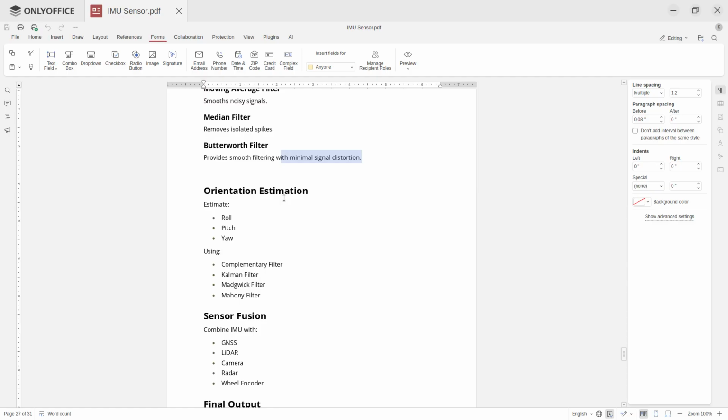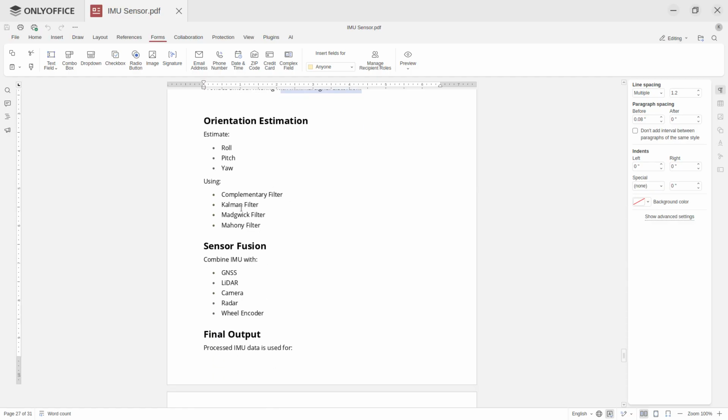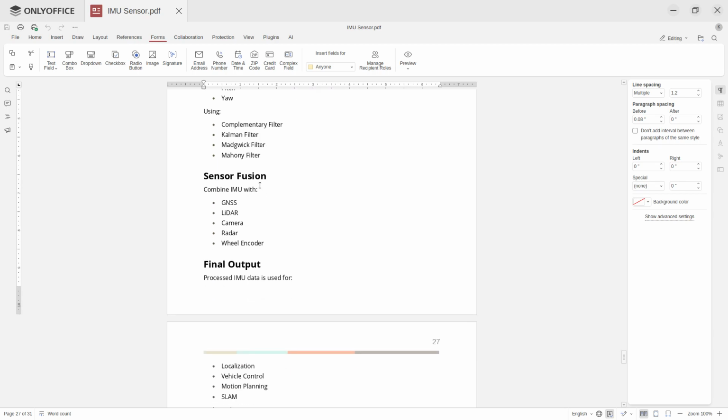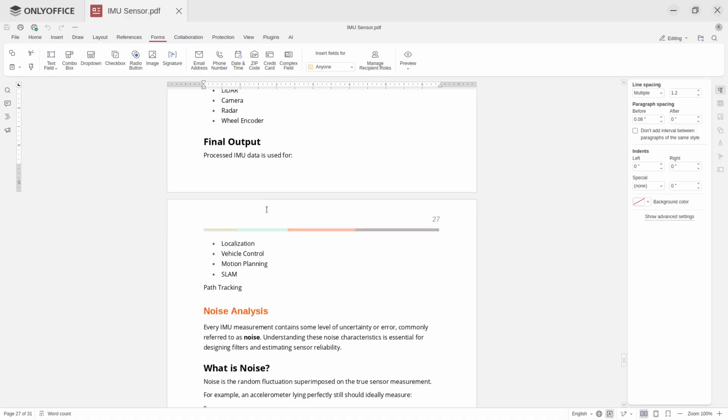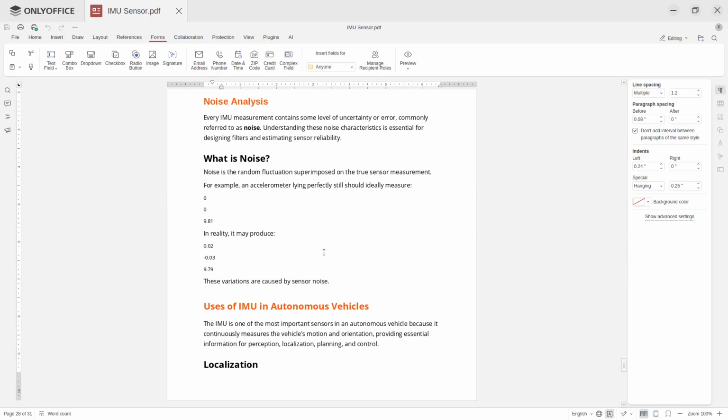Then orientation estimation. You estimate roll and pitch using a complementary filter, Kalman filter, Madgwick filter and Mahony filter. Now you do sensor fusion. We have already seen sensor fusion using the Extended Kalman Filter, combining IMU with GNSS, LiDAR, camera, radar and wheel encoder. Now what is the final output? Processed IMU data is used for localization, vehicle control, motion planning and SLAM. SLAM stands for simultaneous localization and mapping.